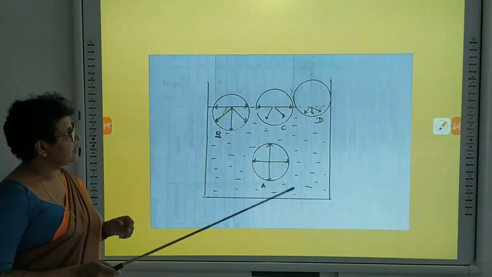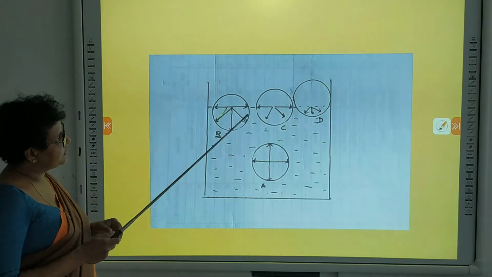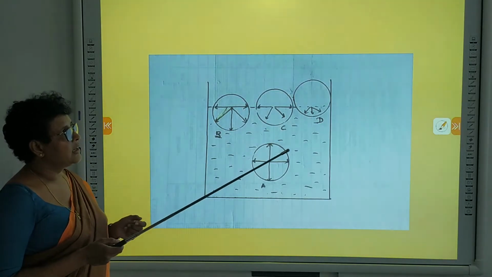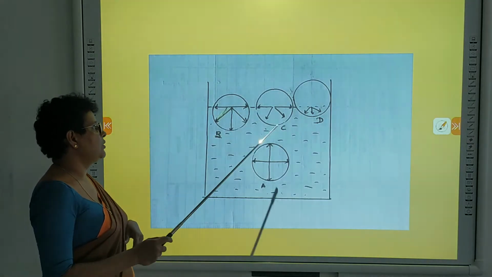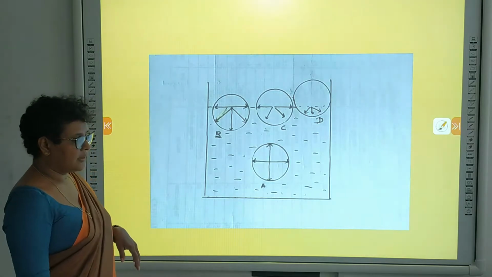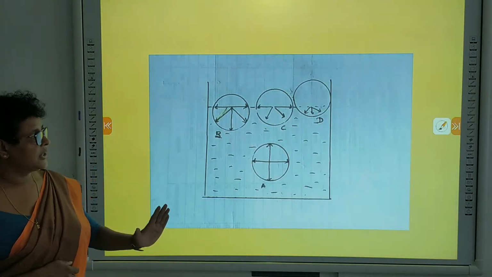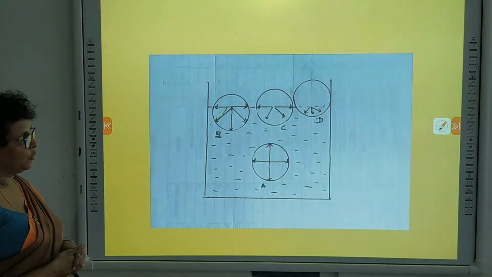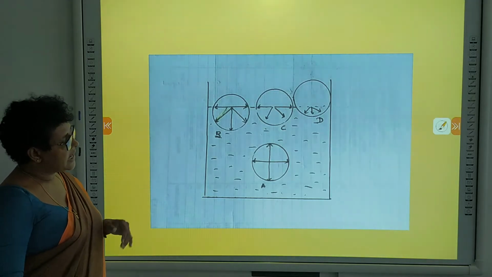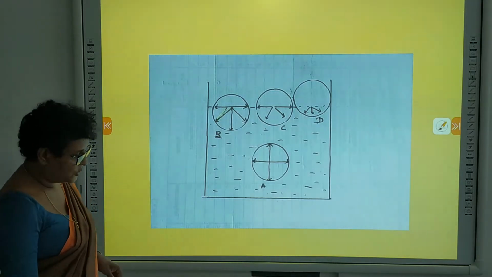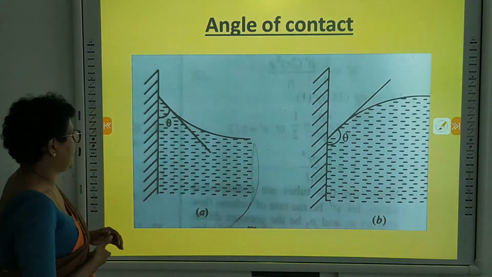Therefore, they contract and try to get the minimum surface area. Therefore, it will get a circular shape, so that the meniscus will sometimes curve upwards, sometimes curve downwards in a capillary tube. Now this contraction is due to the angle of contact.